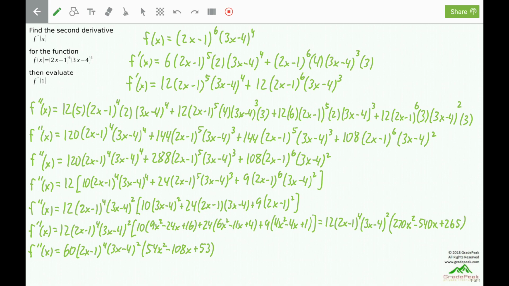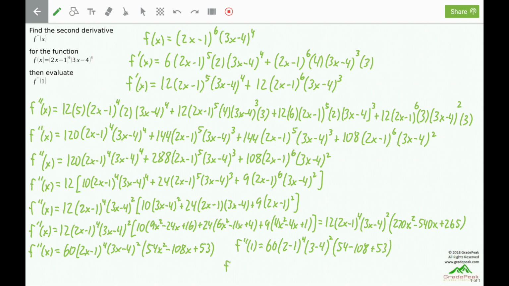Now the other thing we want to do here is evaluate f double prime of 1. And that will give us 60 times 2 times 1, which is just a 2, minus 1 to the 4th. 3 times 1, which is a 3, minus 4, and then squared. And then this times 54 times 1 squared, which will be 54, minus 108 times 1, which will be a minus 108, and then plus 53.